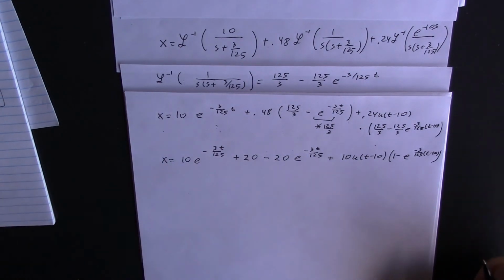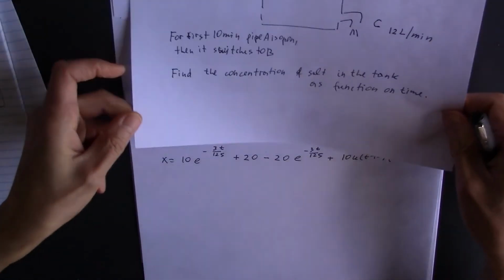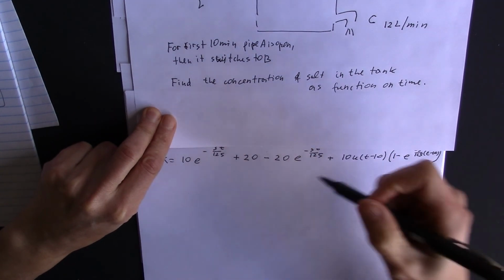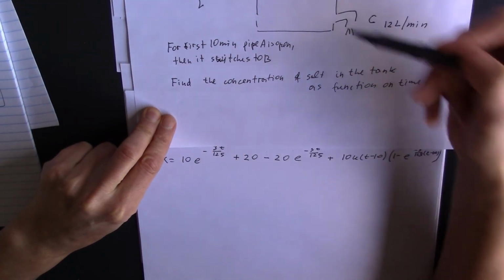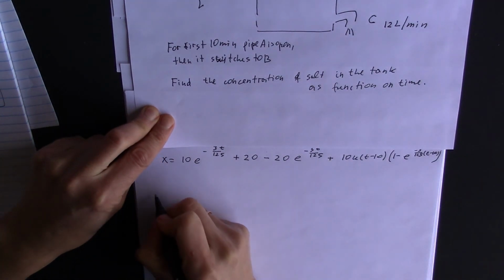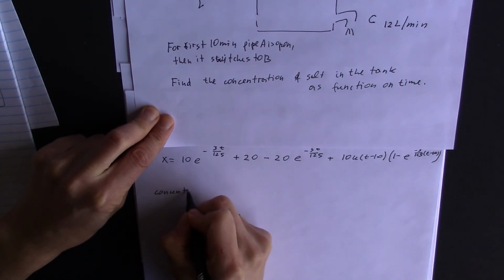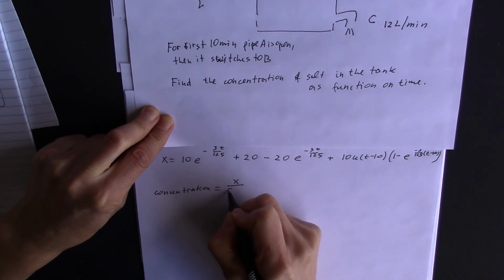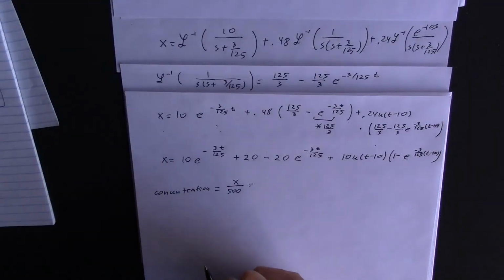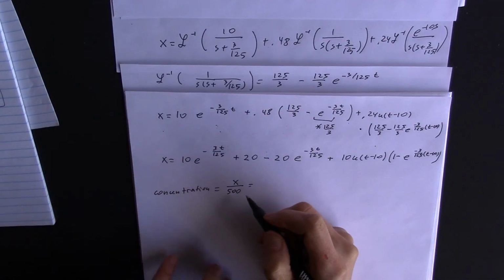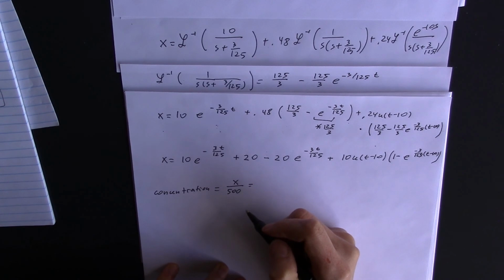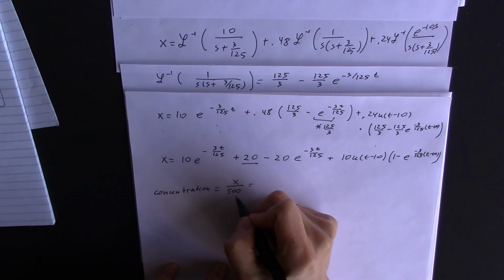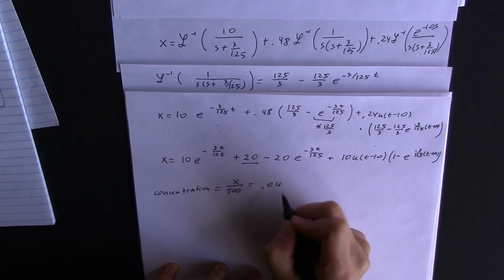Now recall what our original question was: find the concentration. To find the concentration, we divide the amount of salt by the amount of fluid we have. So concentration equals x, the amount of salt, divided by the amount of fluid, 500, and we know the expression for x. So we take that expression and divide by 500. So 20 over 500 is 0.04.